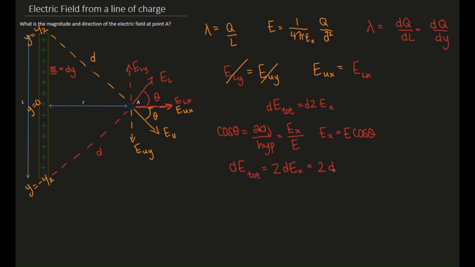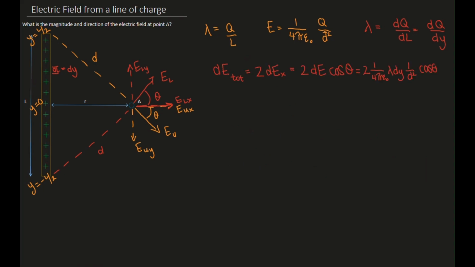dEx, which is equal to 2 dE cosine theta, which is equal to 2 times 1 over 4 pi epsilon naught. And so these are all constants. We just set the changing element of our electric field as this dq dy. And we can rearrange this equation, so instead of saying dq, we can say lambda dy. And then we've got to not forget our 1 over d squared, and our cosine theta.